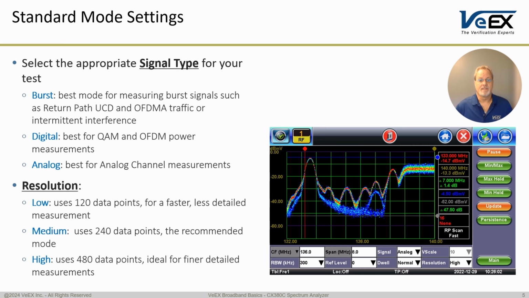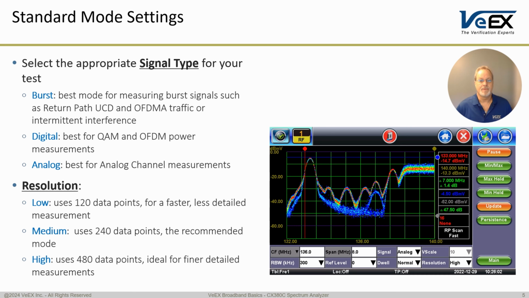There are three signal types to choose from. You have burst, digital, and analog. For signal type burst and analog, the field below will show dwell. And for digital type signals, the field below will show average.